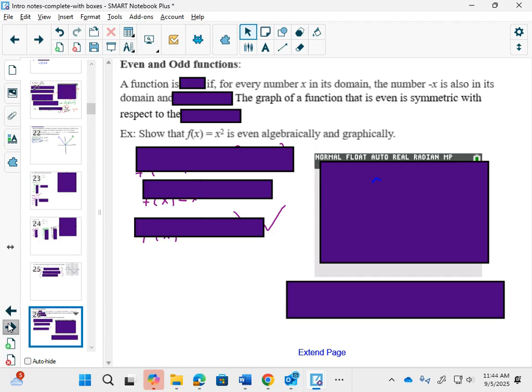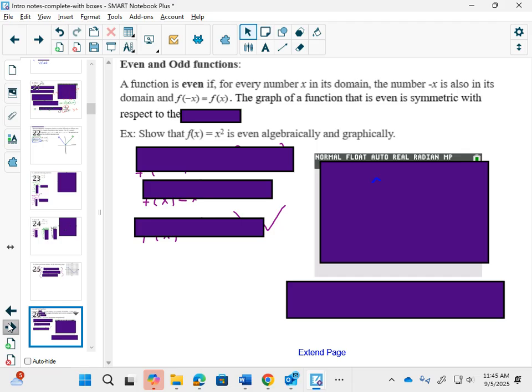But what is the exact definition of them? Well, a function is even if every time you plug in a negative x, it's the same as plugging in an x. For example, x squared. Plug in 2, you get 4. What happens if you plug in negative 2? You still get 4.